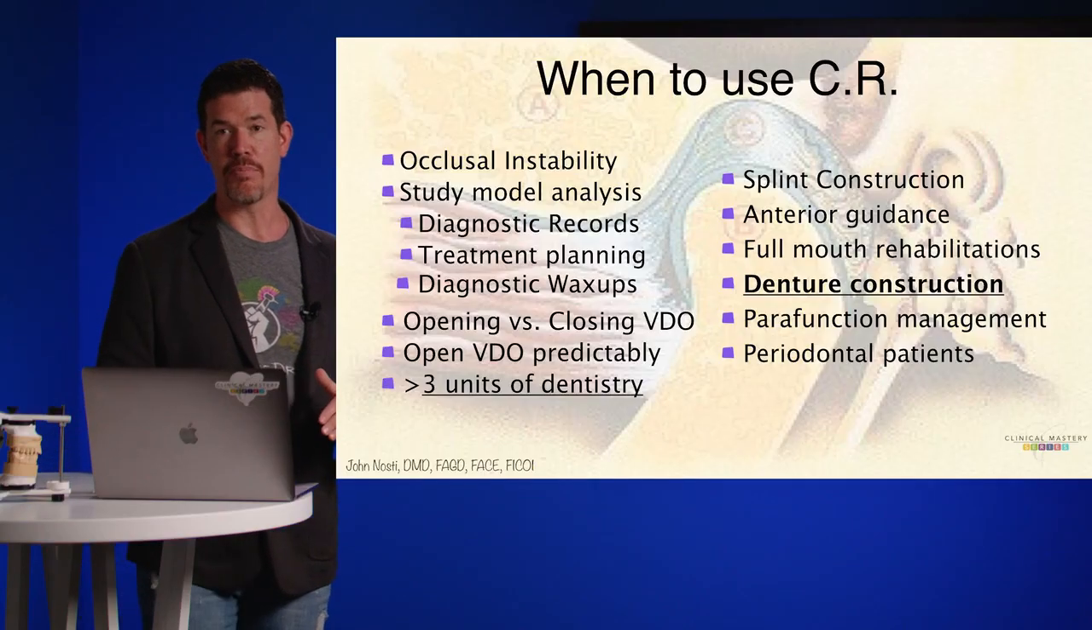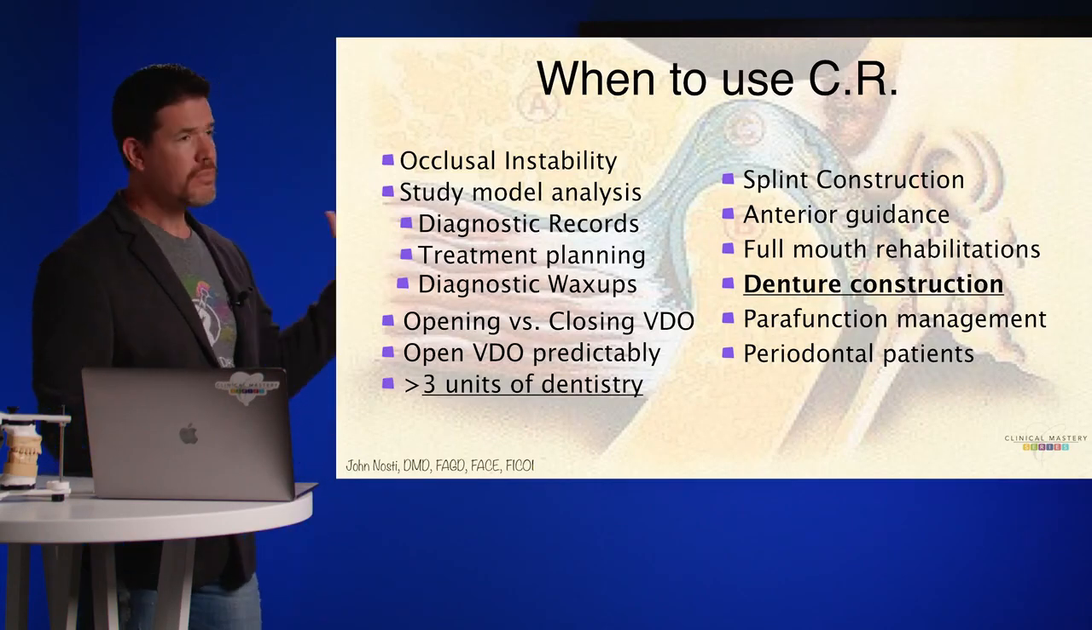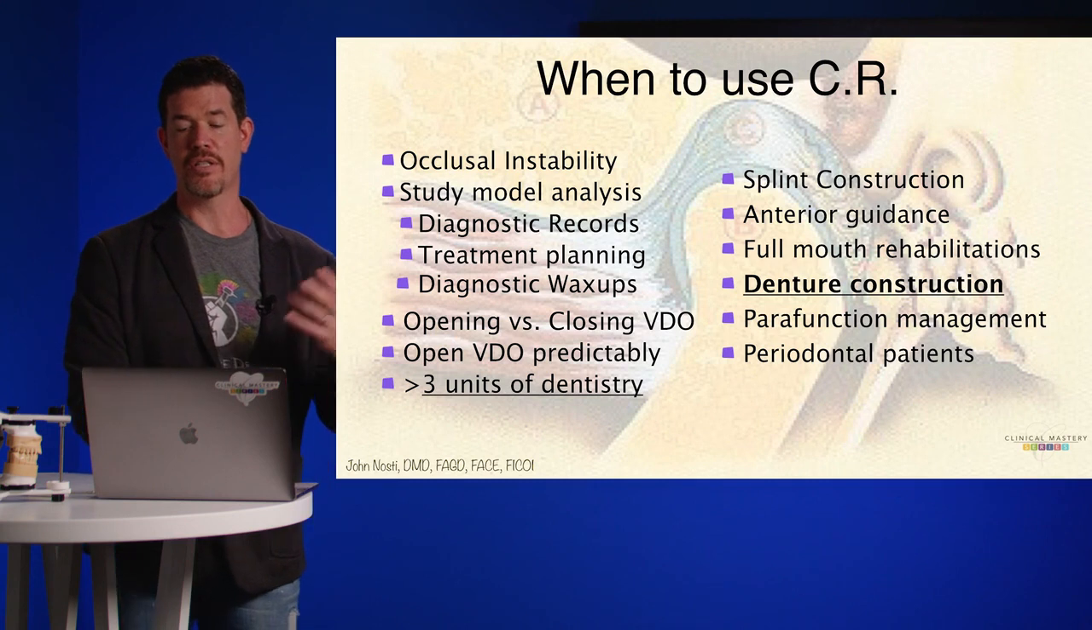I can build them from a protective environment, and I can get them into anterior guidance. I'm going to get rid of those interferences. That's really what it means to treat someone to centric occlusion, or to get centric occlusion and maximum intercuspation to be the same. I'm going to get rid of those interferences, and this is when I do it in my practice.